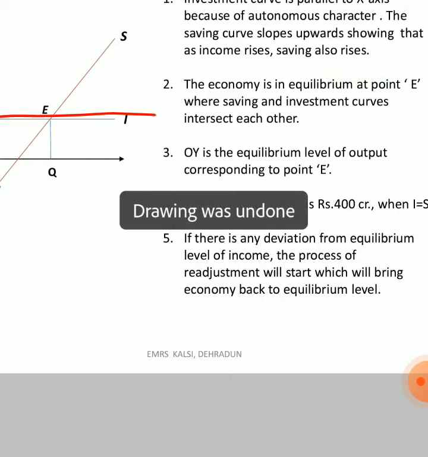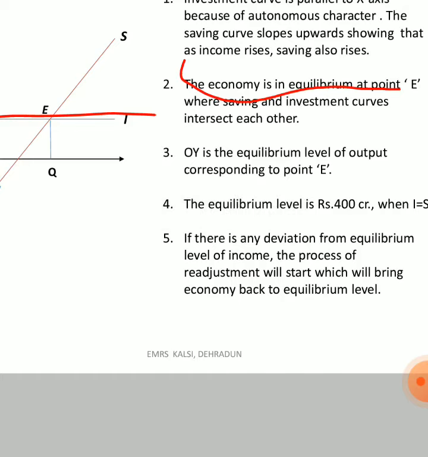Okay, now the second point is the economy is in equilibrium at point E. Okay, so where we find the equilibrium? At point E, where savings and investment curve are intersecting each other. Okay, the OY is the equilibrium level of output, corresponding to point E, and equilibrium level of income is rupees 400. So at what level of income is the economy in equilibrium? At rupees 400.